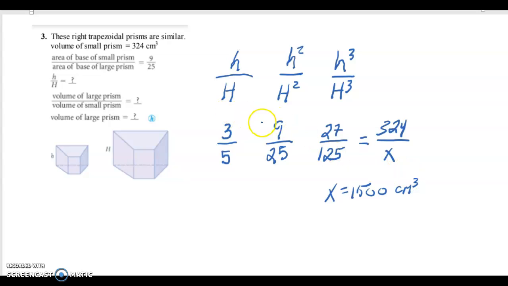A little tricky in that you're given information you have to get other information from, and then come to your ratio on your volumes, and then solve for the larger one. But it's actually a good review of the things we've been studying.